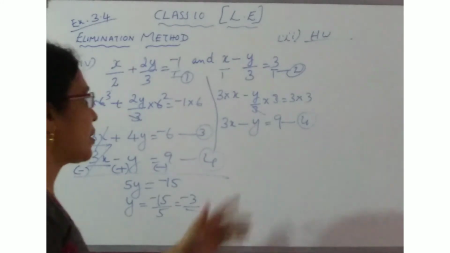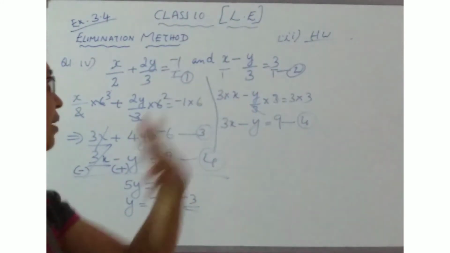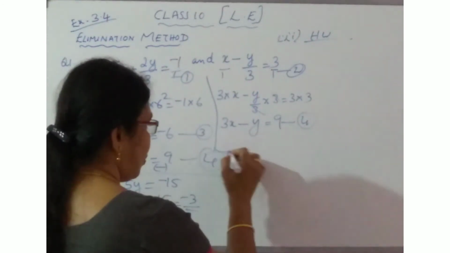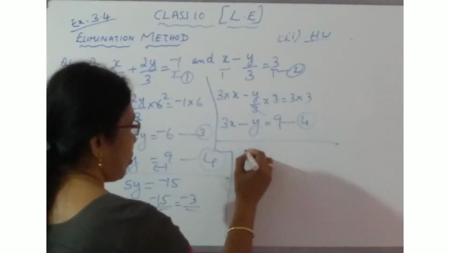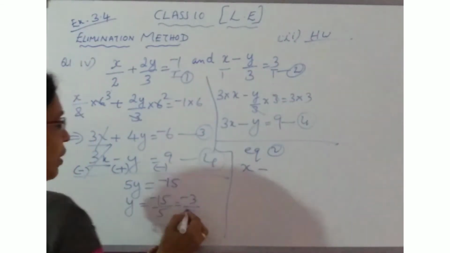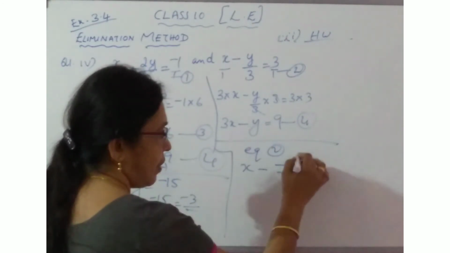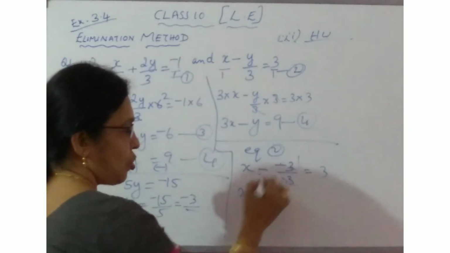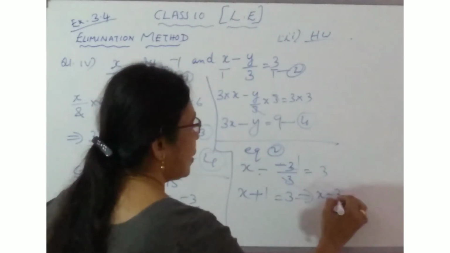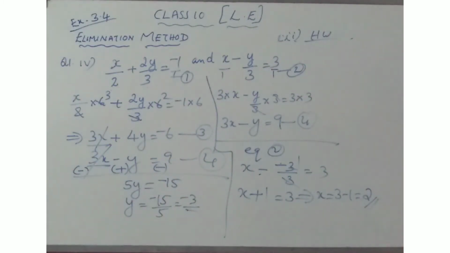Now this value you have to substitute in any one of the equations, either third equation or fourth equation or first or second, any one equation. I am going to substitute in equation 2. So equation 2 becomes x minus y value. Y value is what? Minus 3 we got. So minus 3 divided by 3 is equal to 3. So 3 and 3 will get cancelled, 1. So x minus into minus will become plus 1. That's equal to 3. That implies x is equal to 3 minus 1 is equal to 2. So you got the value of x and y.